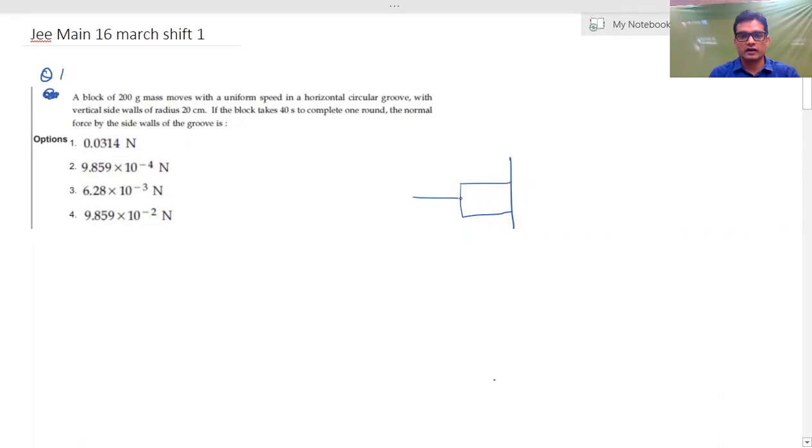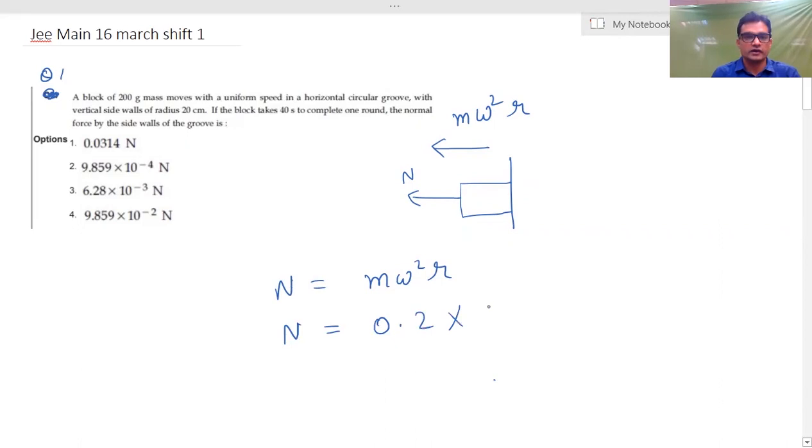So here I can draw the free body diagram. This is the normal force, and due to this normal force there is a centripetal force which is equal to m omega square r, and here normal force will be equal to m omega square r. So N is equal to, mass is given 200 gram, omega is 2 pi by 40, 40 seconds, so (2 pi by 40) to the power 2 into radius. Radius is 0.2.